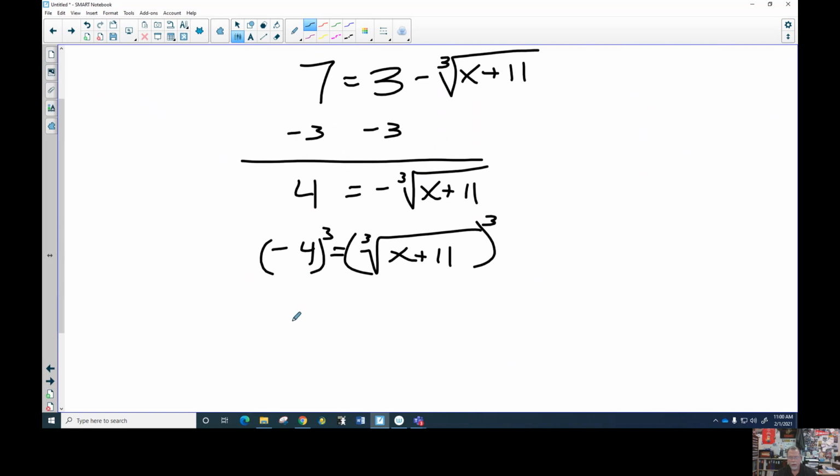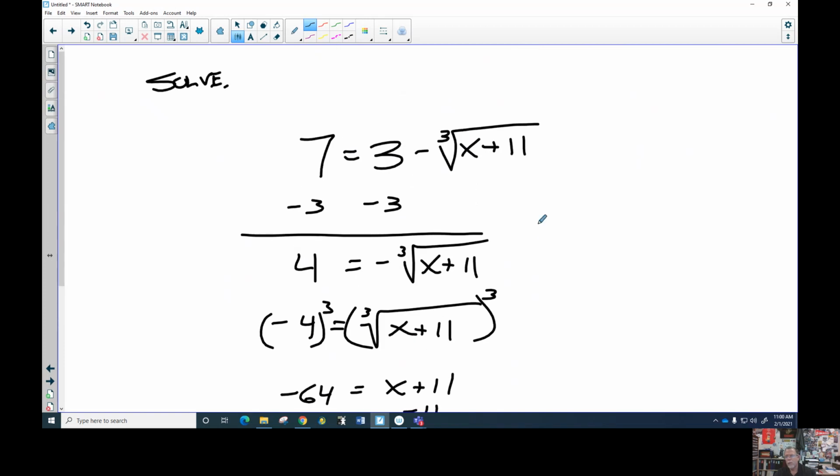When I do that, I get negative 64 over here equal to x plus 11. So I need to subtract 11 from each side, and I get negative 75 equals x. I'm sorry, negative 75. I did that. So I got x equals negative 75. I've got to go back up here, and I need to check it.